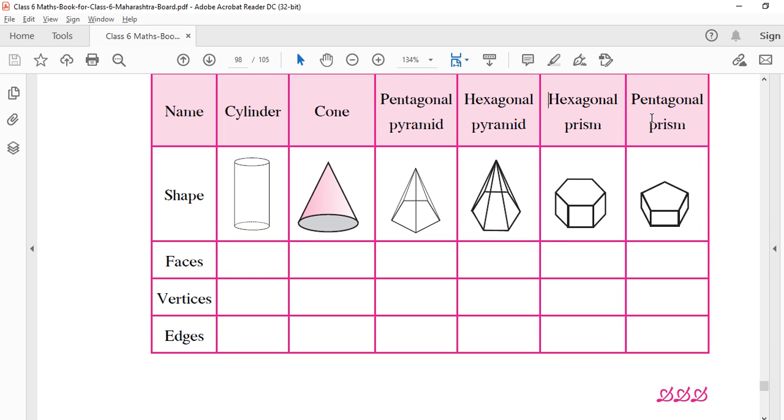Next one is the pentagonal prism. So faces, how many do we have? 1, 2, 3, 4, 5, 6, and 7. One at the top and one at the bottom. Vertices, how many do we have? 1, 2, 3, 4, 5, 6, 7, 8, 9, 10. And edges: 1, 2, 3, 4, 5, 6, 7, 8, 9, 10, 11, 12, 13, 14, 15. So we have 15 edges over here in this case.